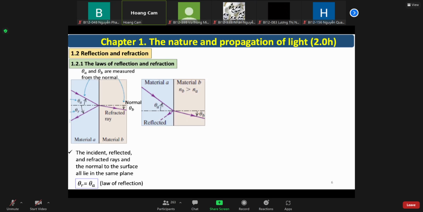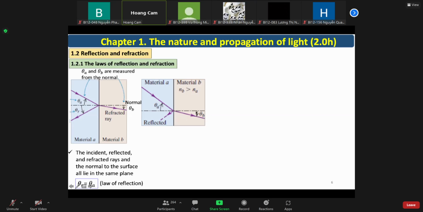Now we will have a look in detail at refraction. In this case, consider the situation in which the refractive index, or index of refraction, of material B is larger than the refractive index of material A, so NB is larger than NA. The incident ray produces a reflected ray in this direction. And then for the refracted one, now we focus on the refracted ray here.